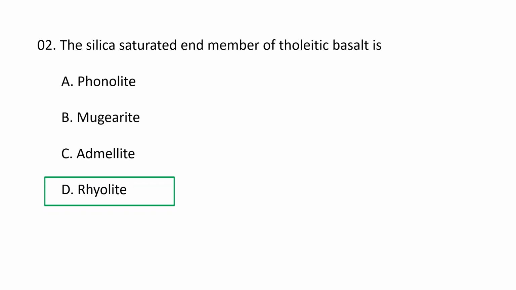So rhyolite is the most silica rich of volcanic rocks, and it is generally glassy, or it can be fine grained, that is known as aphanitic in texture, but it may sometimes be porphyritic, containing larger minerals or crystals known as phenocrysts in an otherwise fine grained groundmass. So the silica saturated end member of tholeiitic basalt is rhyolite. D is the correct option.